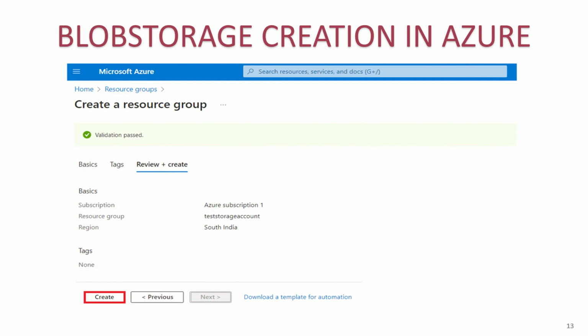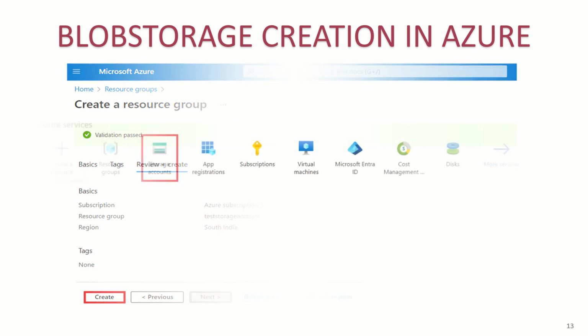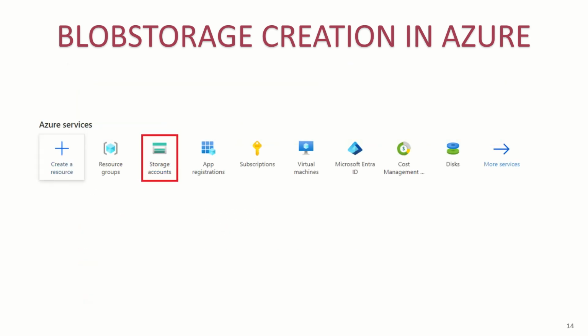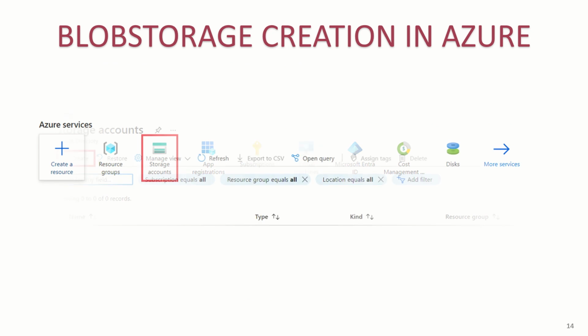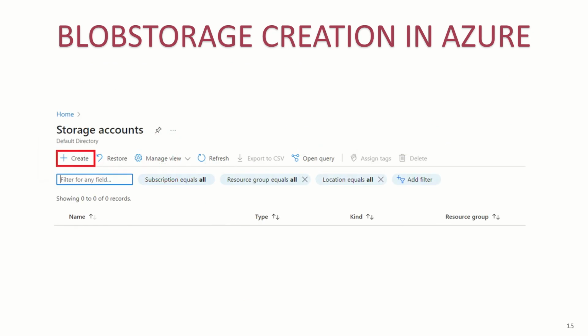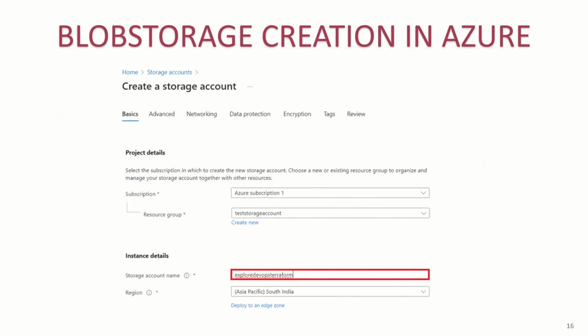And then we can just click on create. So it will create a resource group. Once the resource group is created, then we can click on this storage accounts icon. If it is not coming in Azure services, then on the search bar you can search storage account and you'll get the option. Once we go inside it, we need to click on the create option.